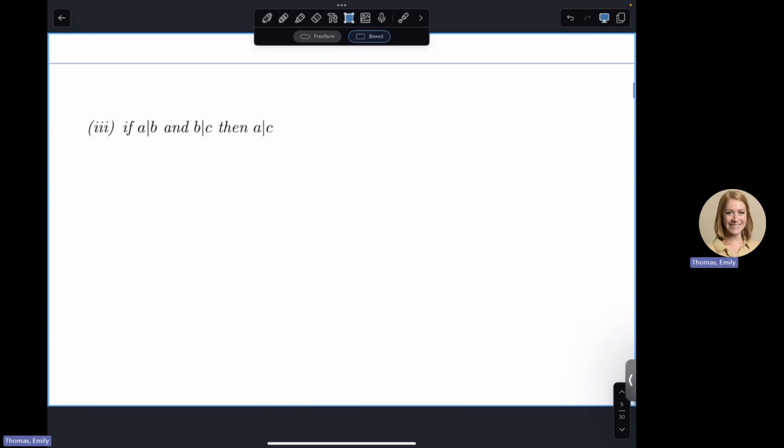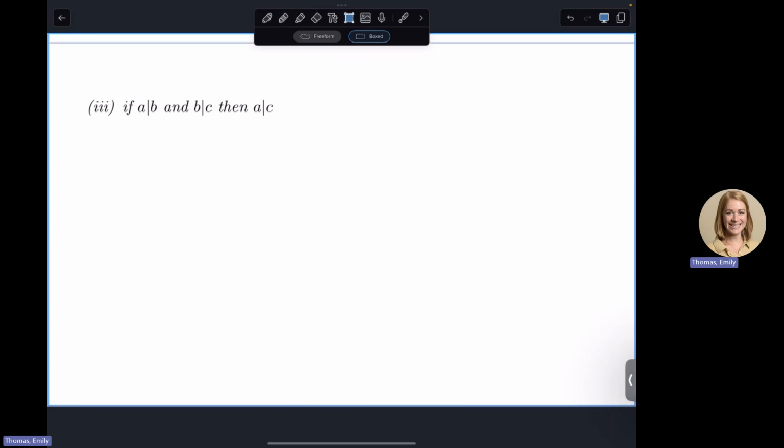All right, so this is the thing that we're trying to prove. If A divides B and B divides C, then A divides C. This is the transitive property for divides.